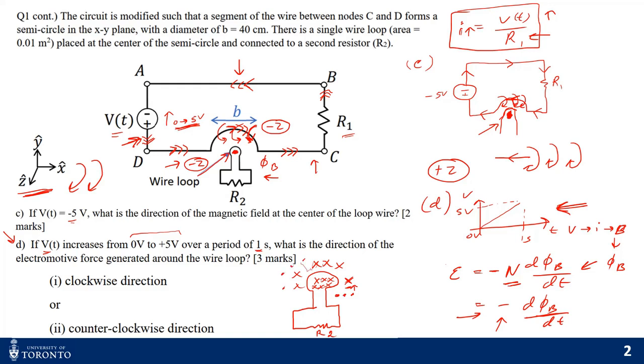For that, if you curl your right hand fingers as a grip rule, you will see that the direction of the current has to be anti-clockwise, because in this case your magnetic field has to curl upwards. For that to happen, if these are your fingers, then the thumb should point in the right hand direction. So that means counterclockwise current direction. Therefore, option number 2 is the correct option.